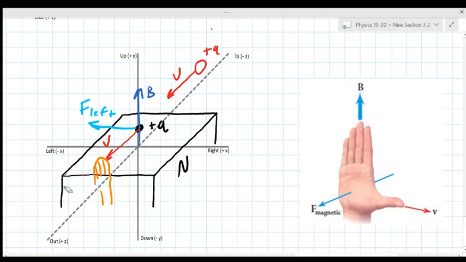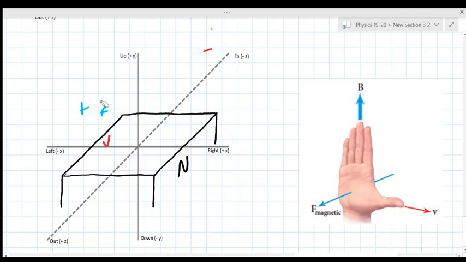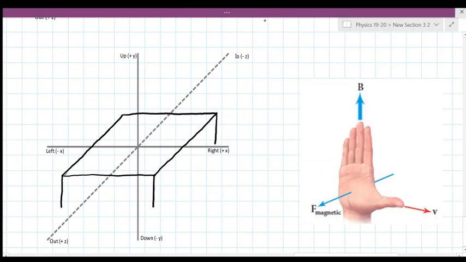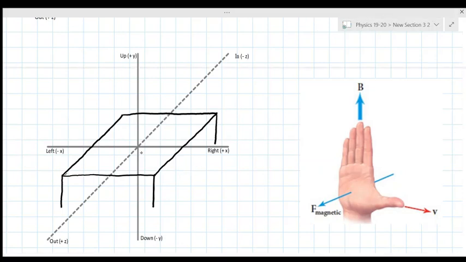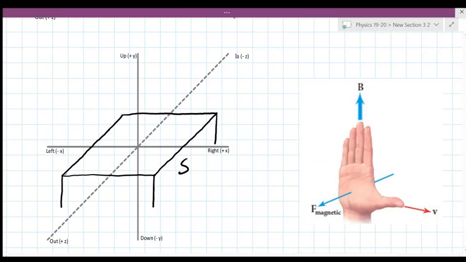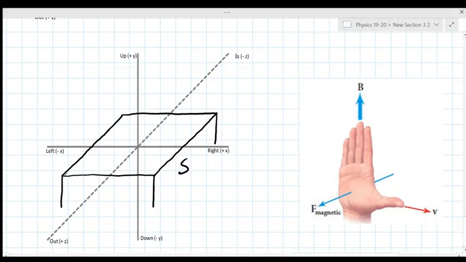All right, I'm going to do a few more. Let's switch it up a little bit. Let's say this is a south pole of a magnet. All that's going to do is flip the direction of the magnetic field, so now it's down. Now we have a magnetic field pointing downward. Let's send a negative charge in. Let me move it down a little bit.